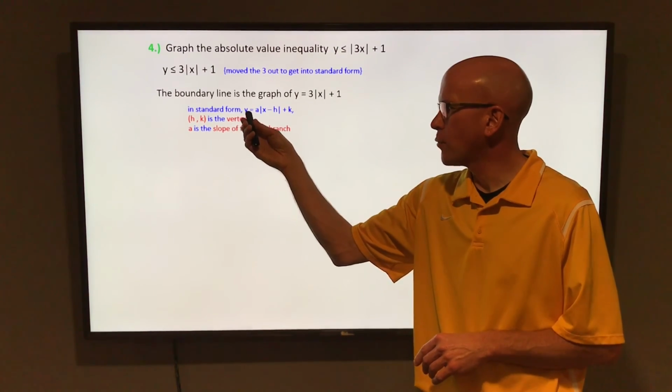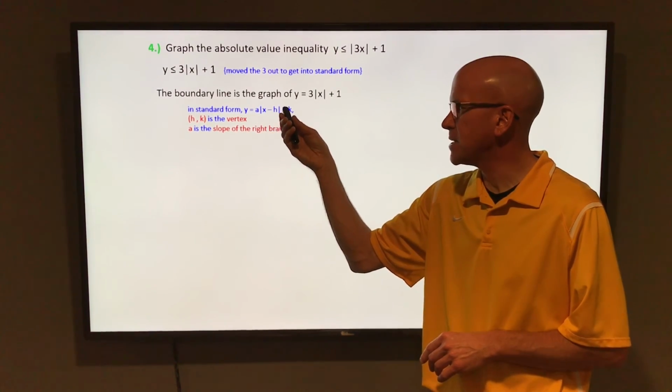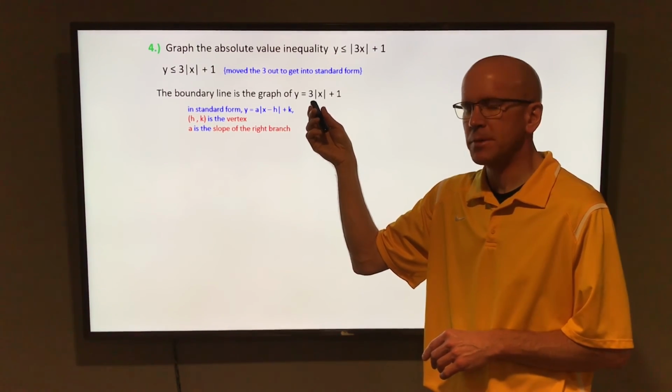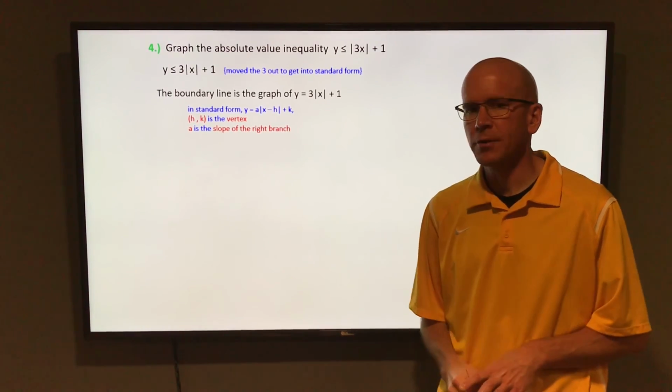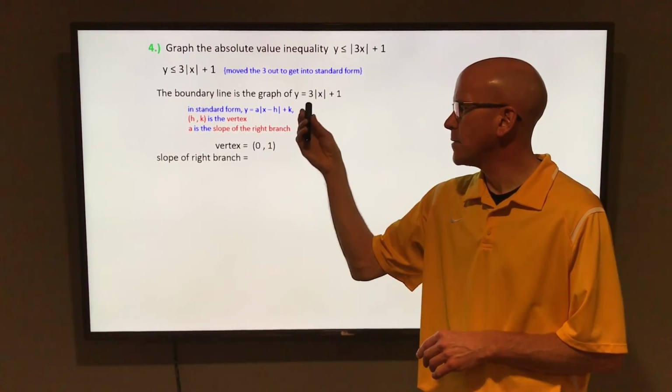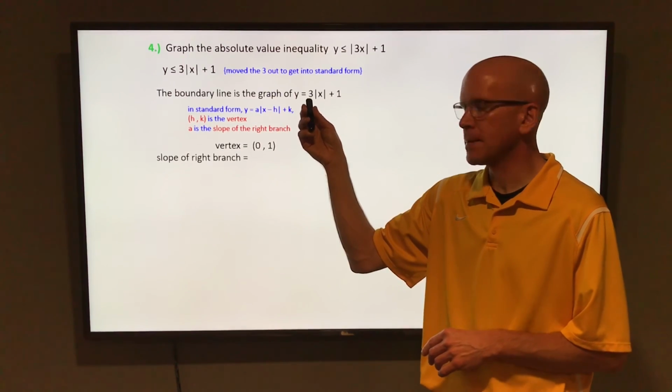Because in general form, y equals a times the absolute value of x minus h plus k. There's nothing after the x here. That means the x coordinate of the vertex will be 0. The y coordinate of the vertex will be 1. So the vertex is located at 0, 1. And then the slope of the right branch, that's the number in front of the absolute value, that's 3.